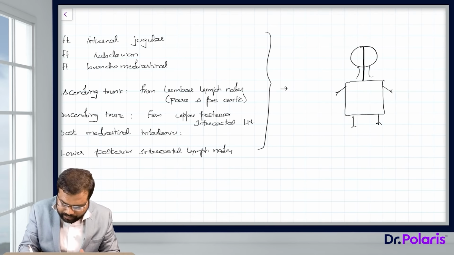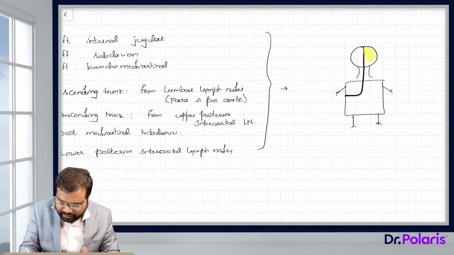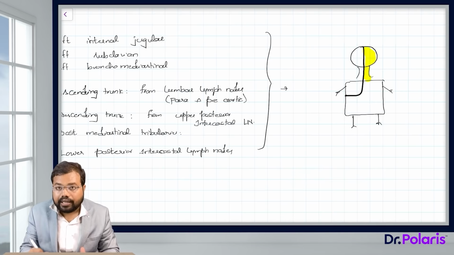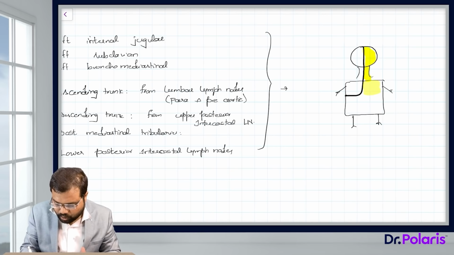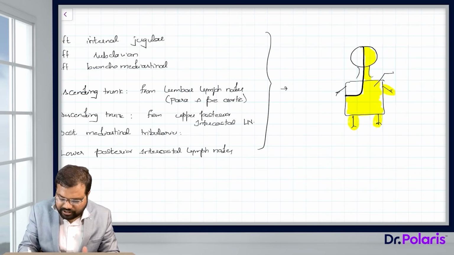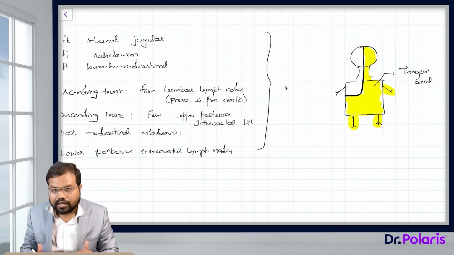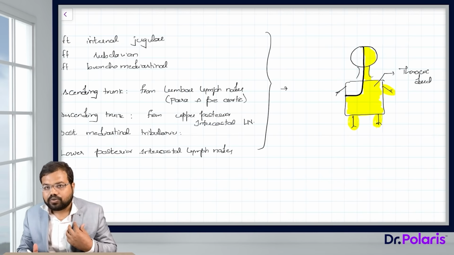I'm dividing this into 2 parts. First part is the left side head and neck region, left side chest wall, entire trunk, the right lower limb, the left lower limb, and left upper limb. This is entirely drained by the thoracic duct. So whatever we have discussed till now, the thoracic duct will collect the entire trunk, entire lower limbs, left chest wall, left upper limb, and left head and neck region.